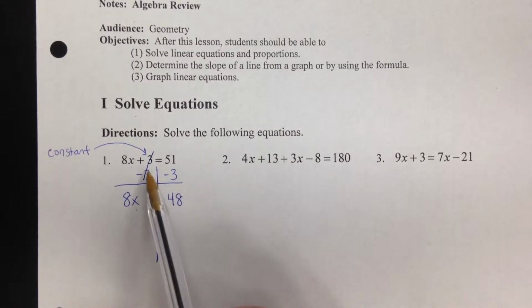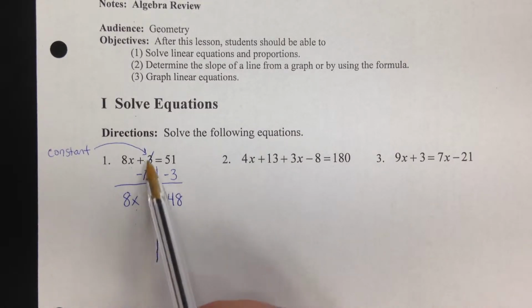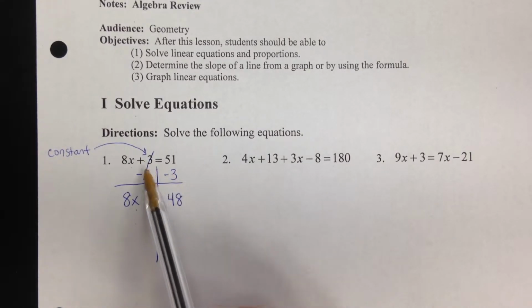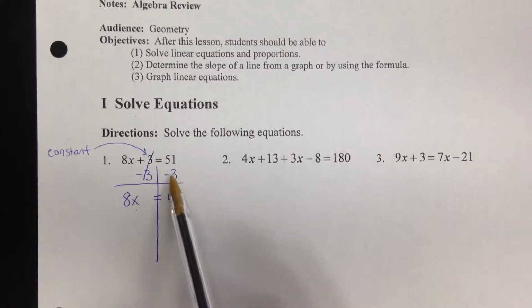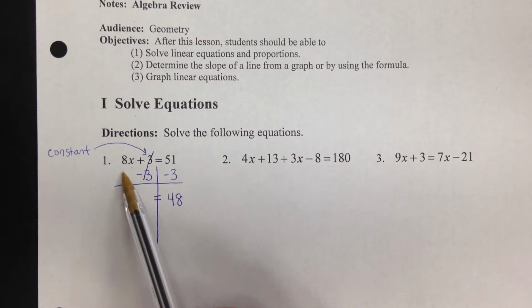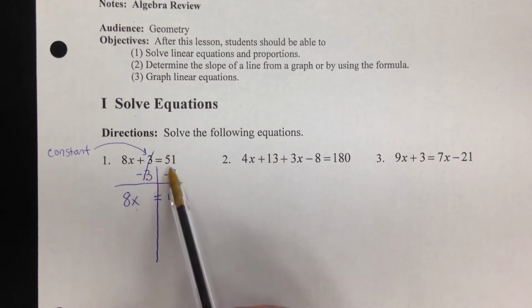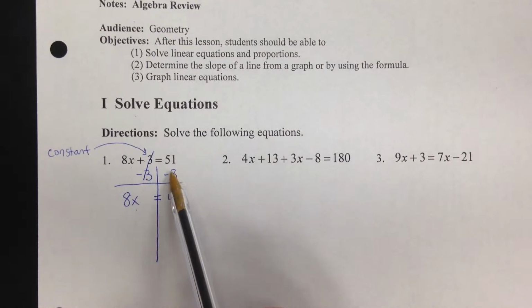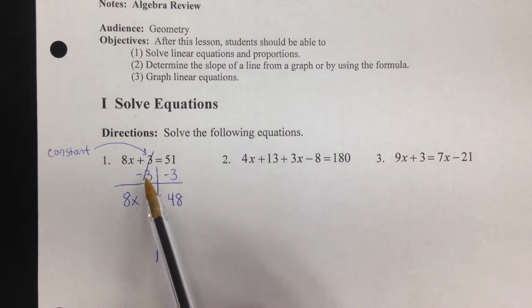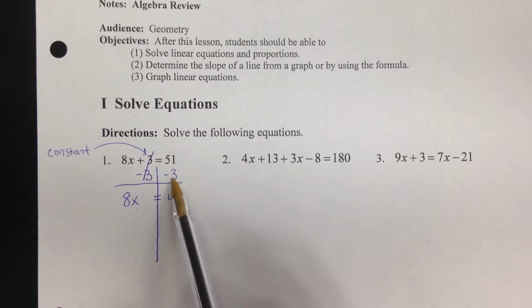Now when I subtract in columns, I line up minus 3 with the number that I'm subtracting it from. So I don't put minus 3 beneath the 8x because I'm not subtracting those. I'm subtracting these and these. This is on the left side, this is on the right side. Whatever I do to one side, I have to do the same thing to the other side.